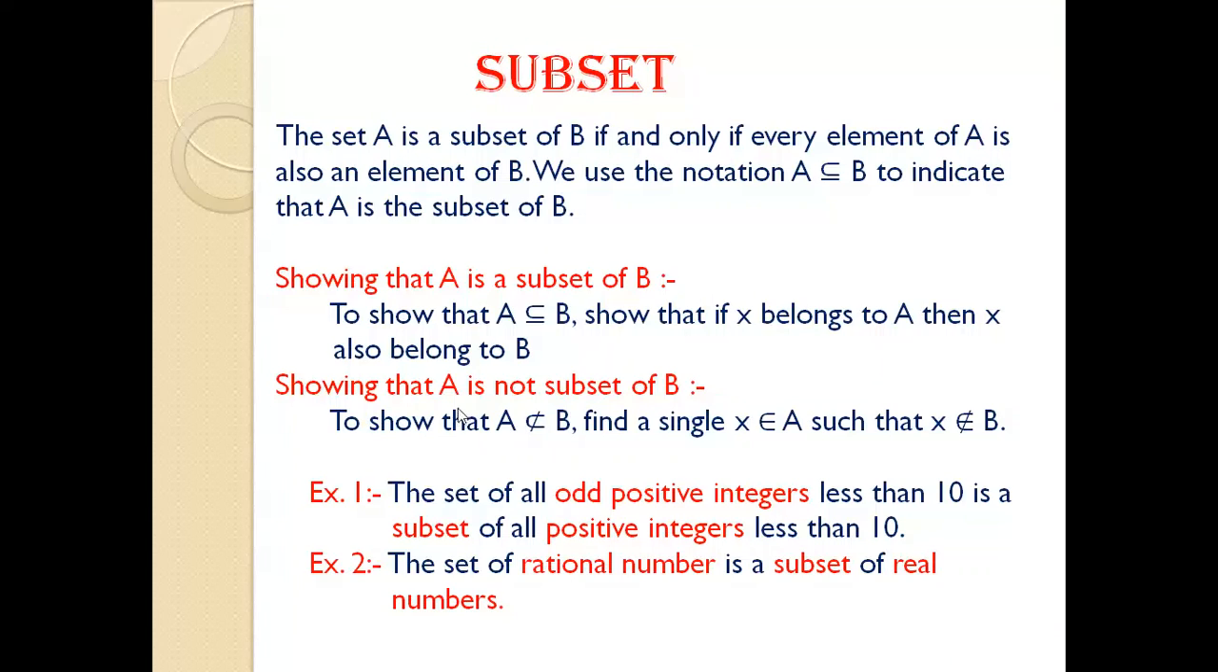Now we see another type of set which is a subset. The set A is a subset of B if and only if every element of A is also an element of B. So basically we can say that consider two sets, one set having elements A and B. So these two elements should also be in the second set. If they are, then we can say A is a subset of B. Like here we see A is a subset of B.